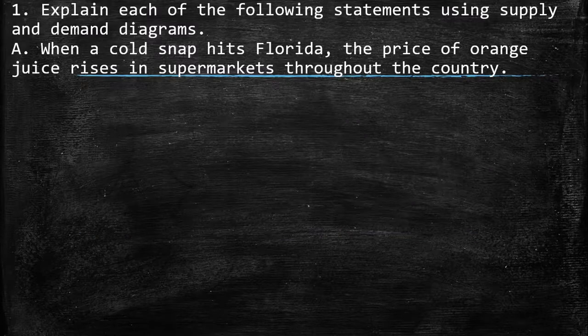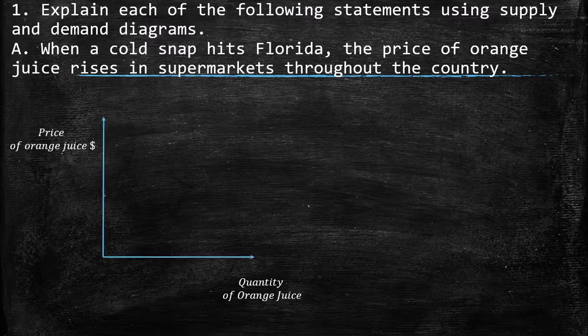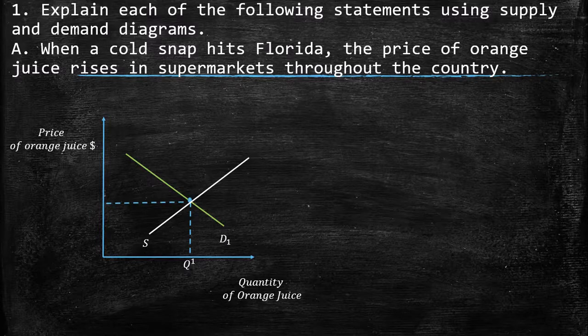So the first question says, explain each of the following statements using supply and demand diagrams. First, when a cold snap hits Florida, the price of orange juice rises in supermarkets throughout the country. So here we have the quantity and here we have the price of orange juice. So here we have the initial situation. Imagine that the market is in equilibrium. So we have Q1 and price 1.